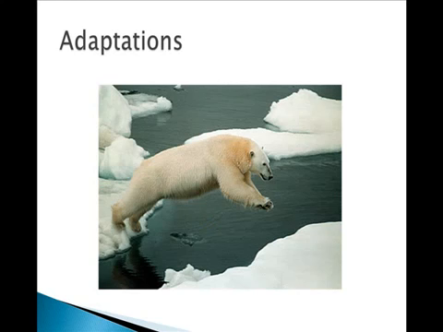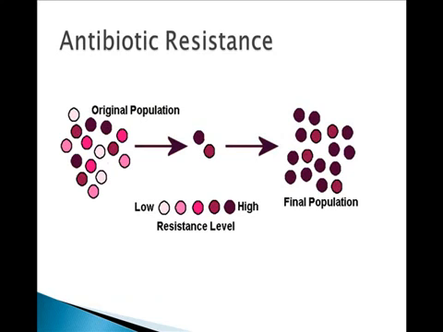Adaptations allow for an organism to better survive and reproduce in a particular environment. Adaptations can arise in response to environmental pressures such as temperature, antibiotic resistance, and pesticide resistance. So let's take a look at antibiotic resistance. This is a very big problem, especially amongst community MRSA and things like that that are developing today.